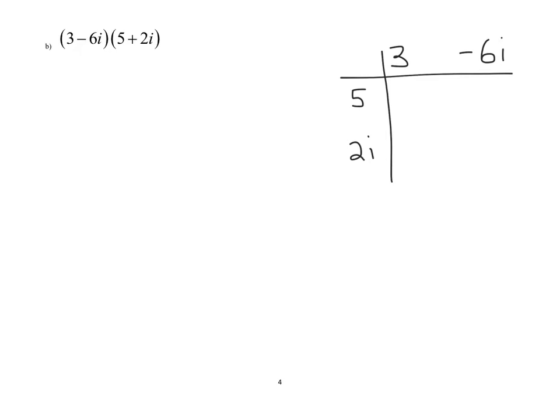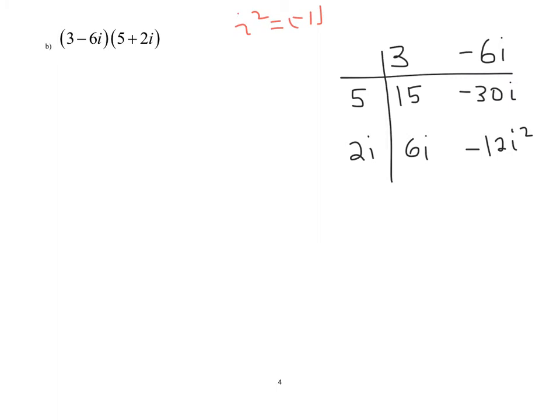So here we get 15, this is negative 30i, and this is 6i, and this is minus 12i squared. But remember, i squared is the same as negative 1. So let's write it here. i squared is the same as negative 1.